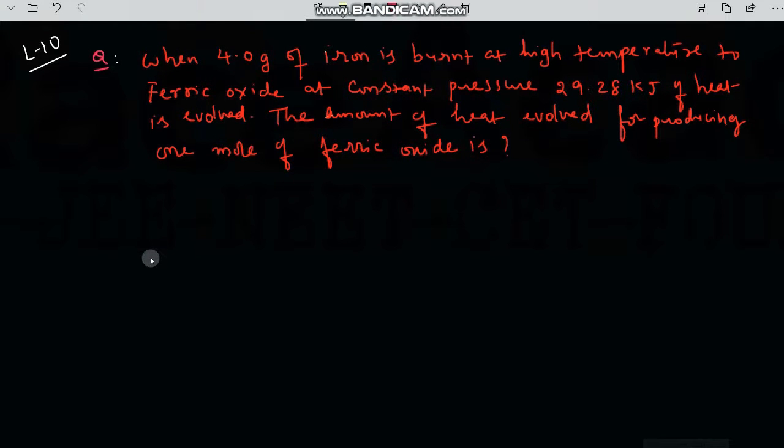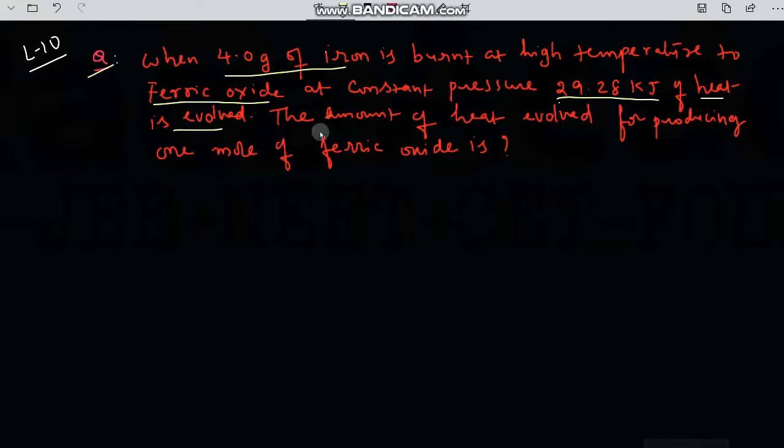Lecture number 10, stoichiometry. Let us see our numerical based on chemical equations question. When 4 grams of iron is burned at high temperature to ferric oxide at constant pressure, 29.28 kilojoules of heat is evolved. So which oxide formed? Ferric oxide.